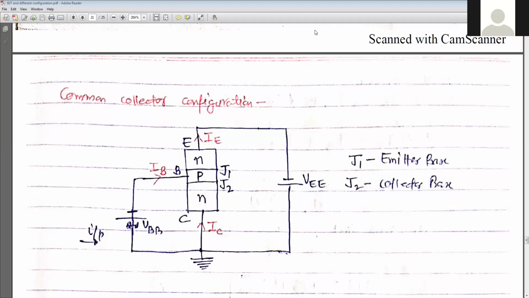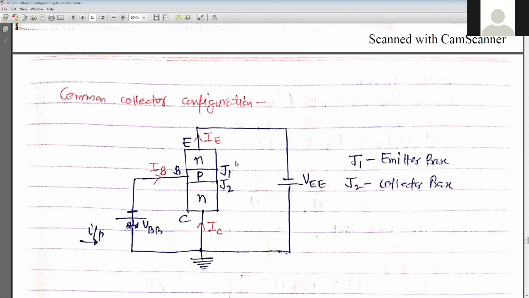So this is a common collector configuration, and we have done all these configurations for the NPN transistor. I told you, for practice, try the PNP transistor. Nothing is going to change except the directions. In the NPN transistor, one end N will be the emitter, then P will be the base, and the other N will be the collector. As it is an NPN transistor, the current will enter at the base and collector, and come out from the emitter.